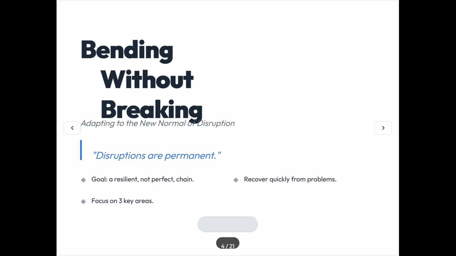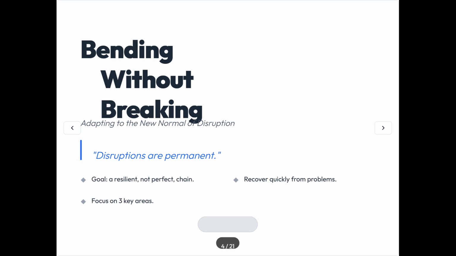Now for the good news: building a more resilient supply chain. We've seen that disruptions are not going away. They are a permanent feature of the modern business world. The goal is not to create a perfect, unbreakable supply chain. That is impossible. The goal is to build a resilient one. A resilient supply chain is one that can bend without breaking and recover quickly when problems occur. This is what the experts call a strategic imperative in today's environment.